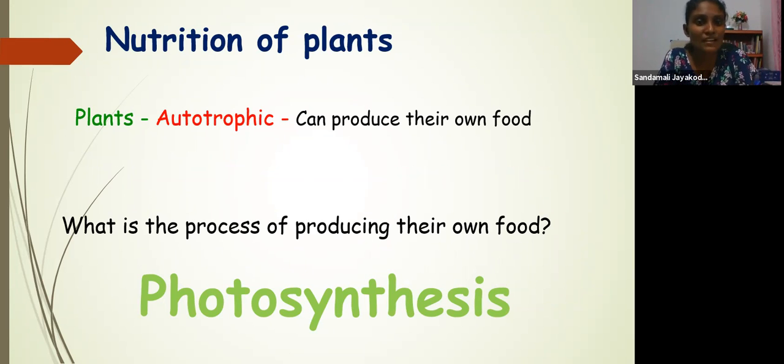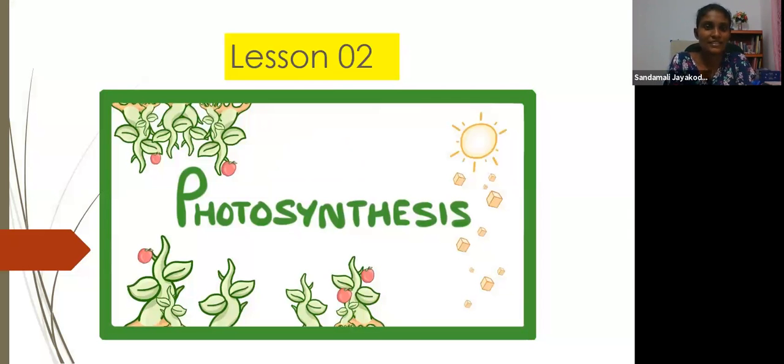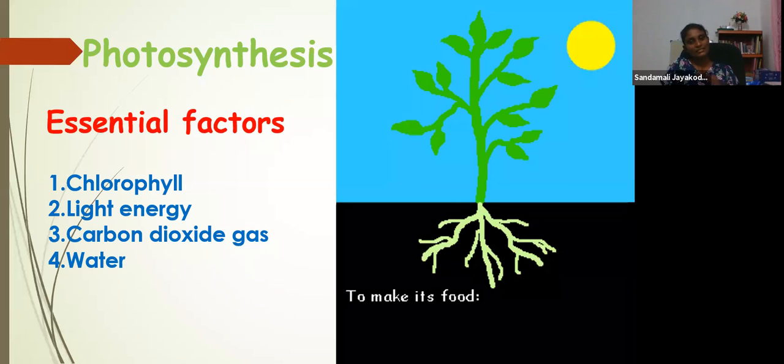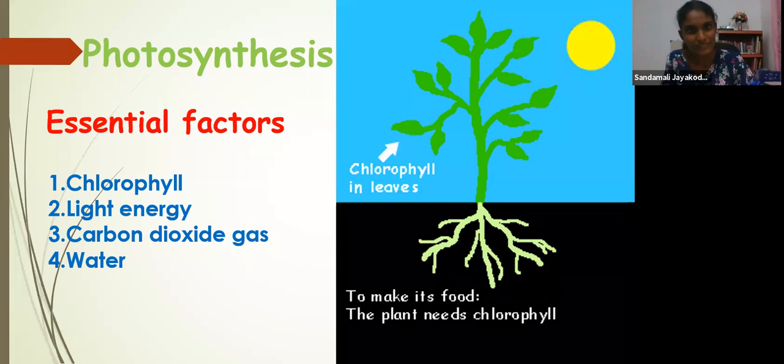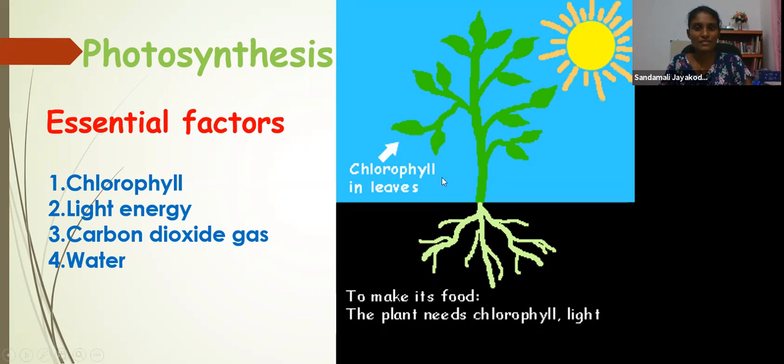Nutrition of plants. Plants are named as autotrophic organisms because they can produce their own food. That special process is photosynthesis. So today our lesson is to learn about this special process of photosynthesis. So I'm moving to the slides now. This is about photosynthesis. This is just a small illustration about the process of photosynthesis.